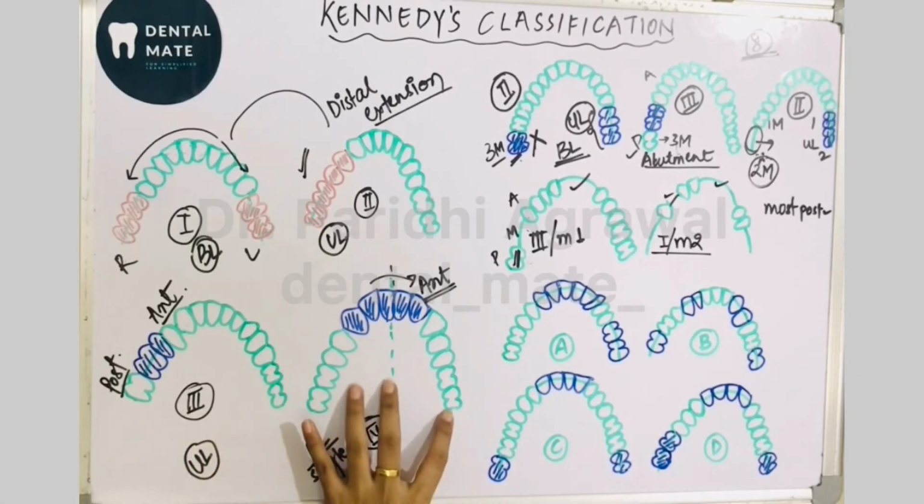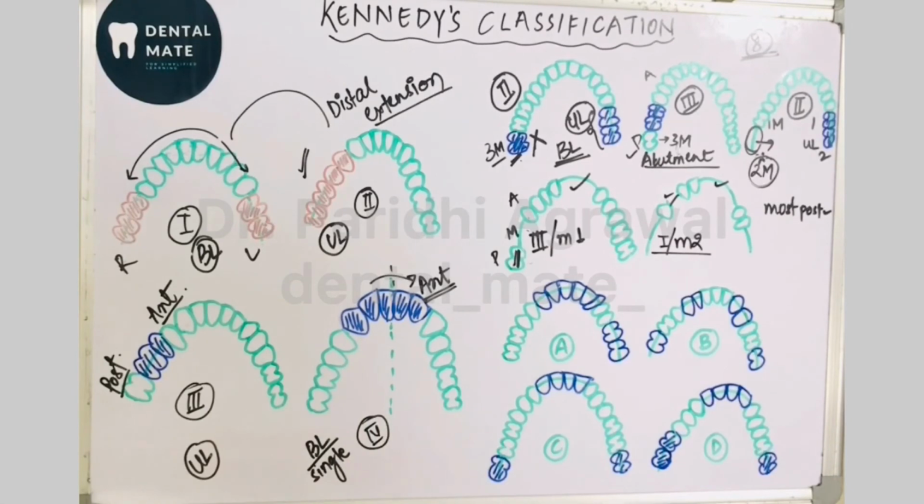And the last rule of Applegate is that there can be no modification area in the class 4 arches. Okay, the class 4 arches, what does it say? There is bilateral but single edentulous area crossing the midline. So this cannot have any modification spaces or the modification areas.